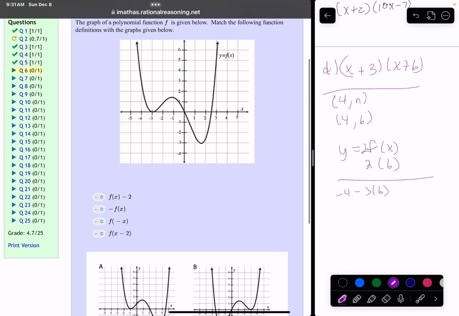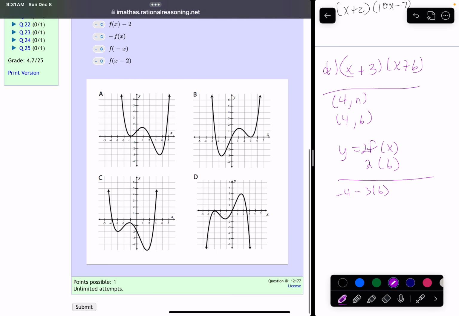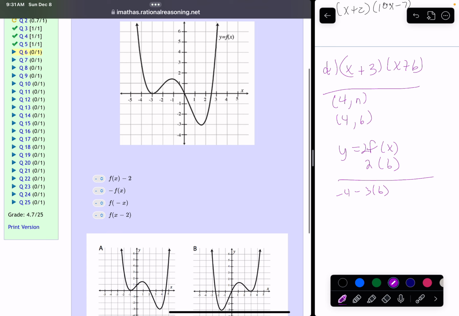Here we have a graph. We are going to match it with the graphs below, okay?